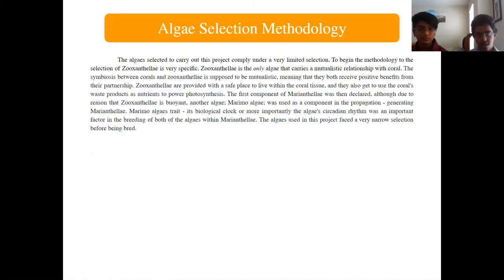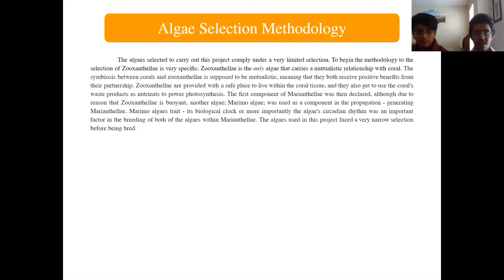Now allow me to tell you a little bit about the algae selection methodology of our project. The algae selected to carry out this project come under a very limited selection. The selection of zooxanthella is very specific. Zooxanthella is the only algae that carries a mutualistic or symbiotic relationship with coral. The symbiosis between corals and zooxanthella is supposed to be mutualistic, meaning that they both receive positive benefits from their partnership.